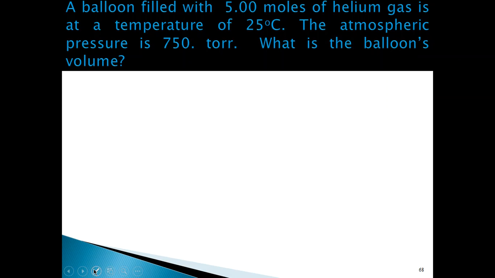In this example, they gave you the moles of helium gas, the pressure, and the temperature, and they're asking for the volume. So the equation you're going to use is PV equals nRT, and the aim is to find the volume. If I rearrange this, I get volume equals nRT over P. And all we have to do is plug the numbers in.